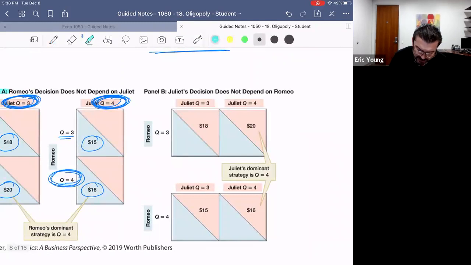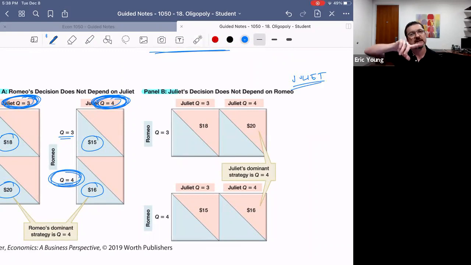Let's look at our friend Juliet up here in panel B. So in panel B now, we're analyzing Juliet's decision. Same analysis, just backwards, okay? If Romeo decides to make 3, Juliet can make 3 and she'll earn $18, or Juliet can make 4 and she'll earn $20. So clearly, since 20 is better than 18, if Romeo makes 3, Juliet's making 4.